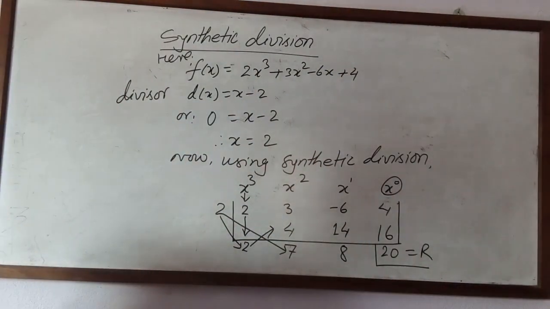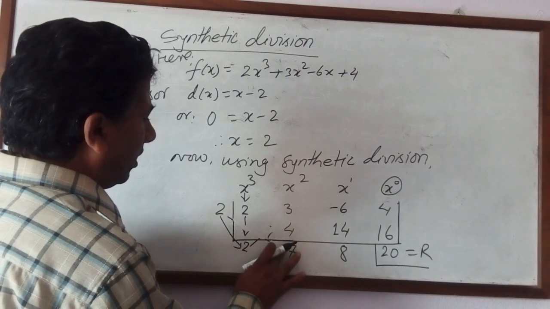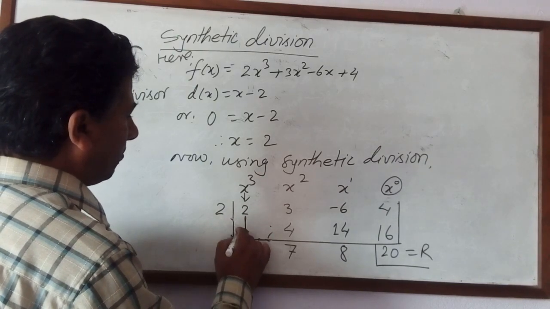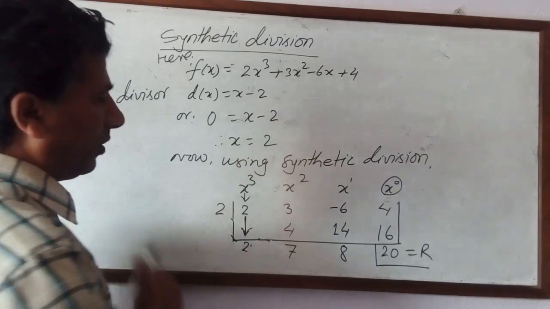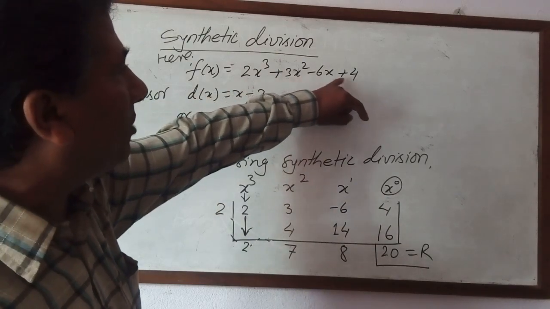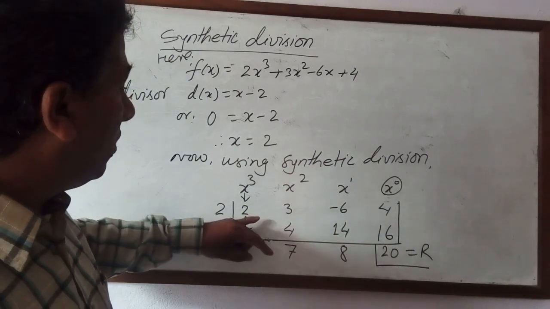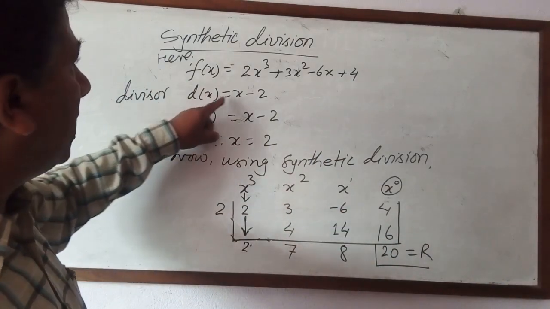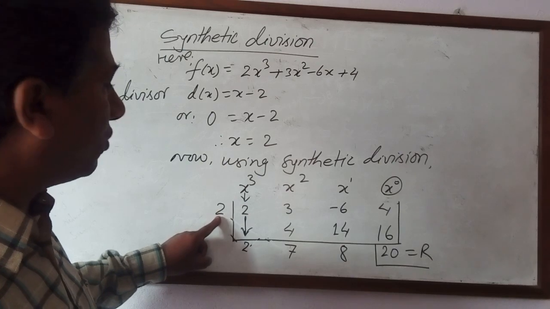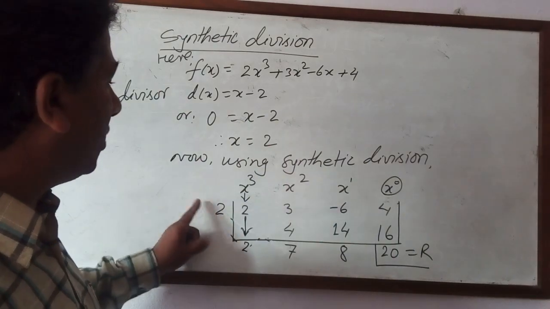So this is the process. What we did, again from the beginning: the given polynomial is 2x cube plus 3x square minus 6x plus 4. Write the coefficient of each term: 2, 3, minus 6, 4. The divisor is x minus 2. From this divisor, write the value of x: x equals 2, since x minus 2 is the divisor.